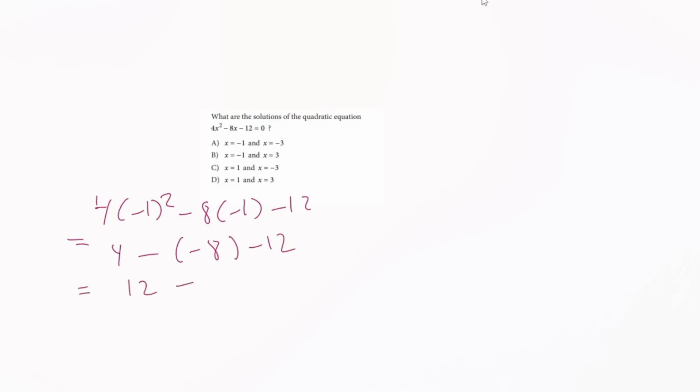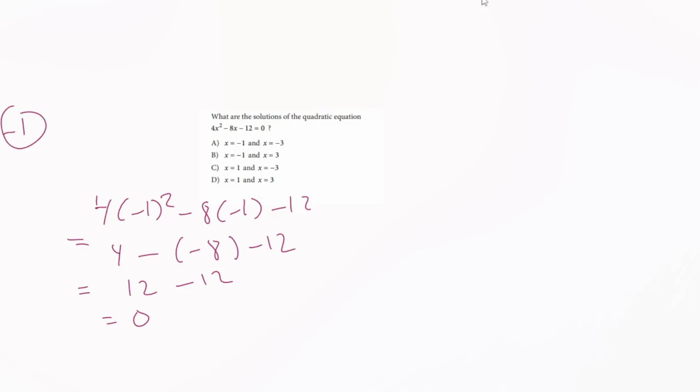So I'll do this really quickly, right? If I have 4 times negative 1 squared minus 8 times negative 1 minus 12, remember it would be 4 minus negative 8 minus 12. Remember, what would this be? This would be 12. Remember, negative, so it becomes positive, is equal to 0. This is perfect. So negative 1 is one of my solutions.